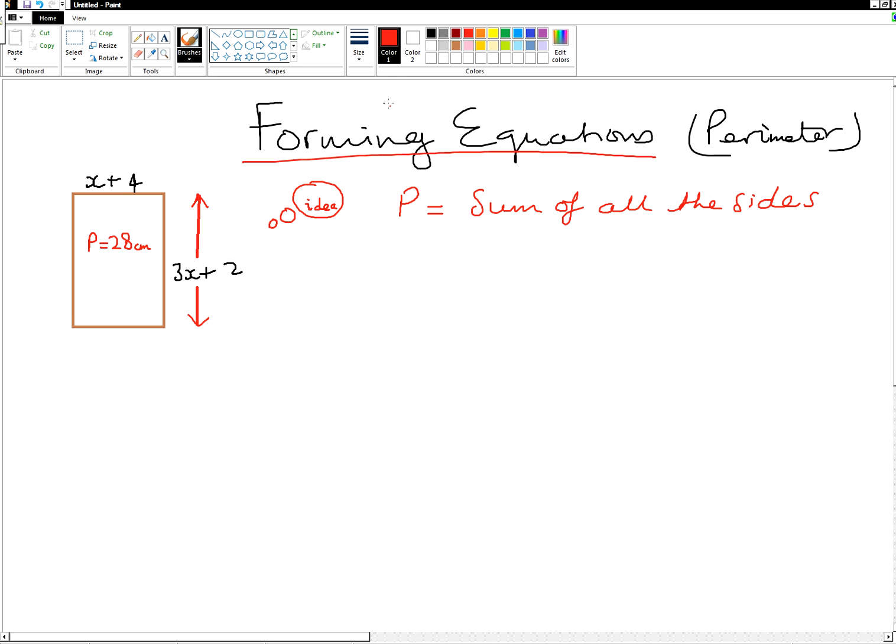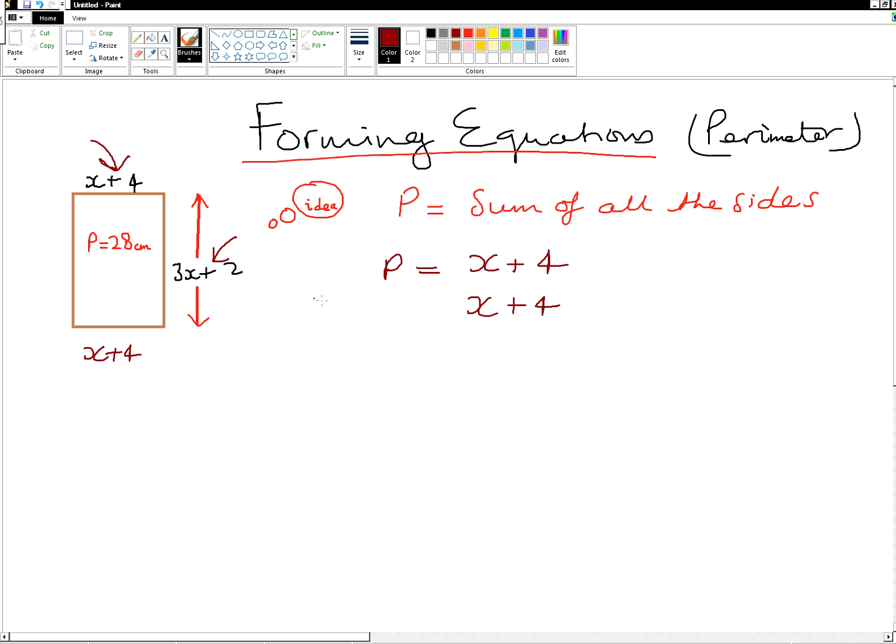So now, let's start. So we have perimeter. Now the sum of all the sides, so we're going to start over here first. I'm going to write it in column form, not x plus 4. How many x plus 4 do we have? Two of them. So x plus 4 and we have another x plus 4.